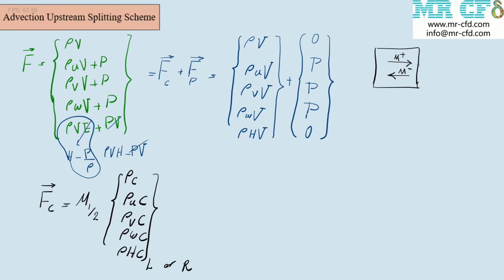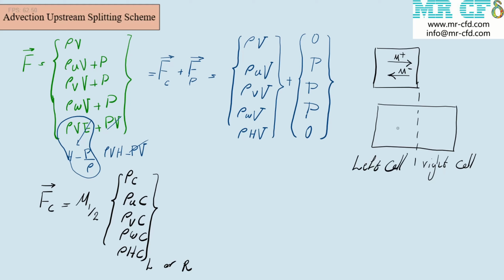positive and negative, with two neighboring cells by an interface. The interface properties are influenced by the positive Mach of the left cell and the negative Mach of the right cell. The average Mach number, m½, is computed as the average of the positive Mach on the left and the negative Mach on the right, as discussed.